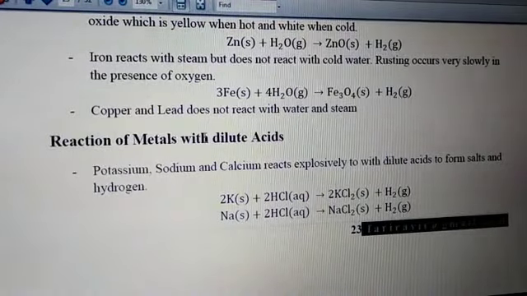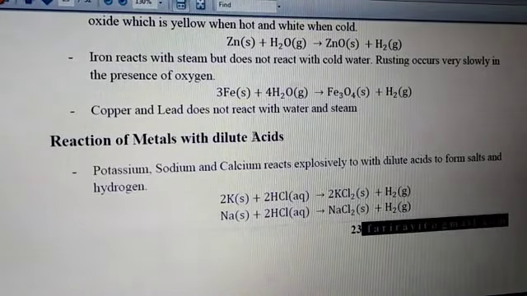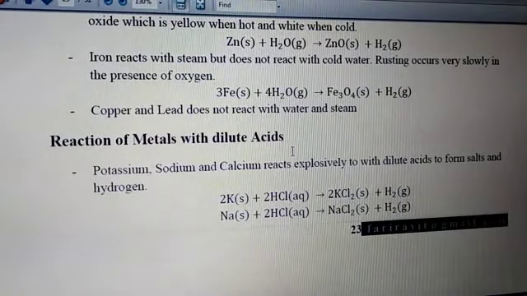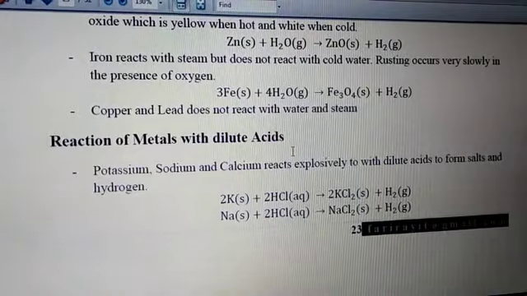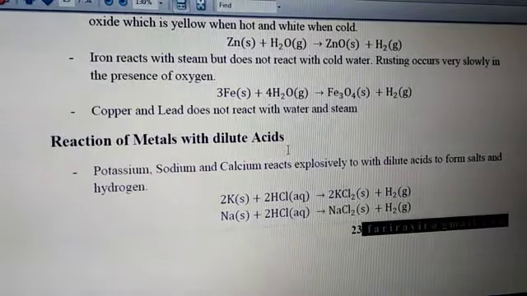As for copper and lead, they do not react with water and steam. They will not react at all.